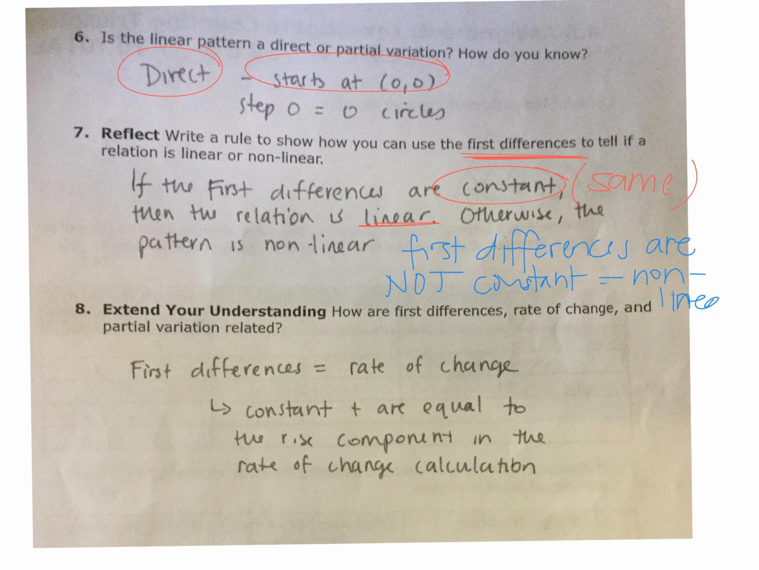Okay, that's important. We know that this is also important. I want you to copy this down. How are the first differences and the rate of change related? The first differences equal the rate of change. It tells you what the relation changes by.